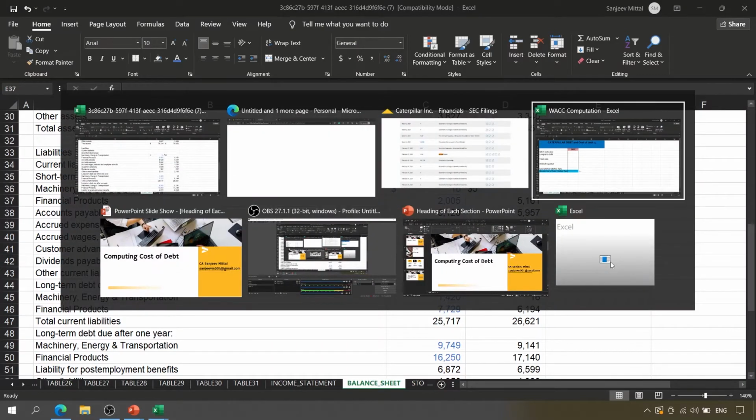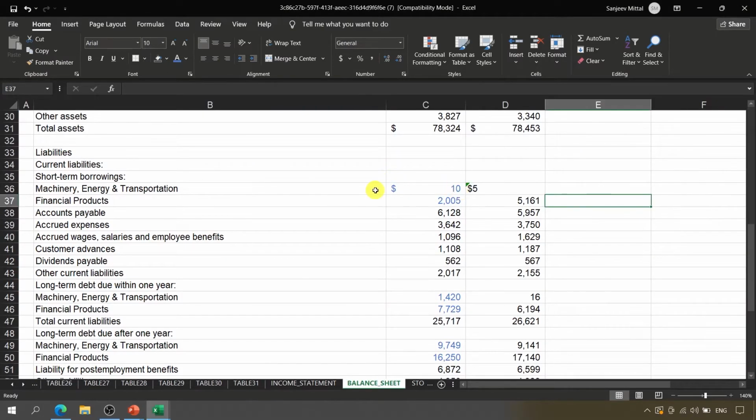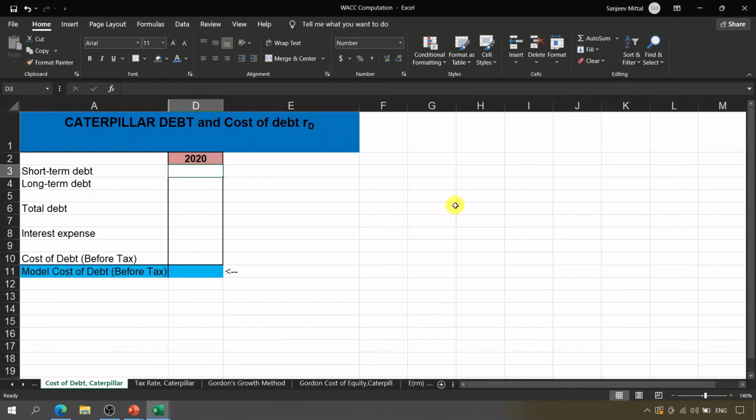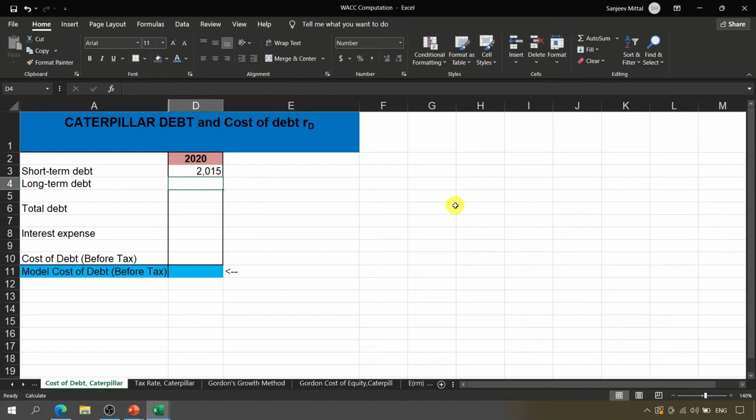Now, if we go to our project model, you will see that short-term debt for the 2020 is needed to be written. So as we know, the short-term debt is $10 and $2,005 here. So I can simply add 10 plus 2,005, and this is our short-term debt.